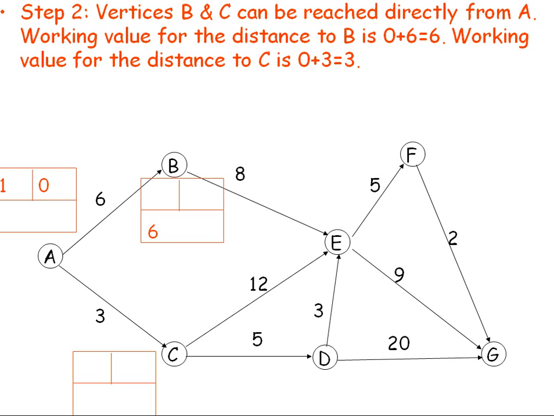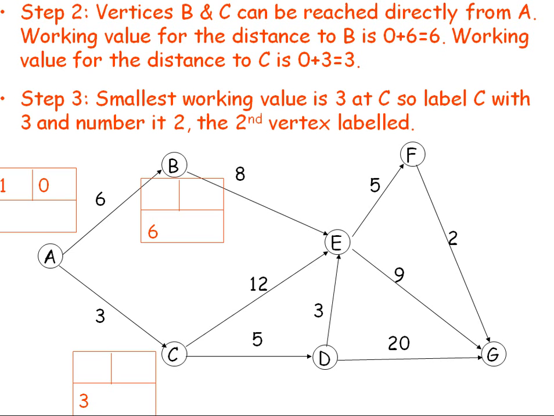And you do the same for C. Given that we can get to A in 0 distance, and A to C is 3, what is the working value we put on node C? 3. So that goes down the bottom. Now there are no other nodes we can reach from the last permanently labelled node. So we look at the working values we've now got, which is the 6 and the 3. Which of those is the minimum value? The 3. So that 3 becomes a permanent label.